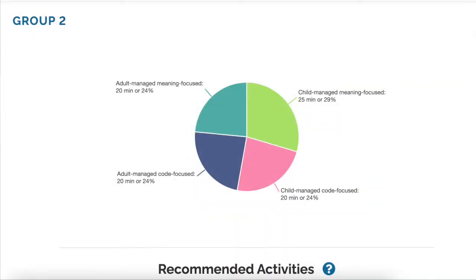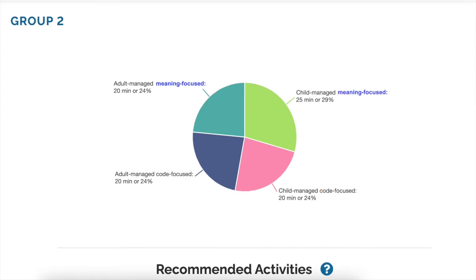Now let's break down the 2 types of activities. The first type is called code-focused and will involve phonics, spelling, and fluency work. The second type is called meaning-focused and involves vocabulary, comprehension, and writing.